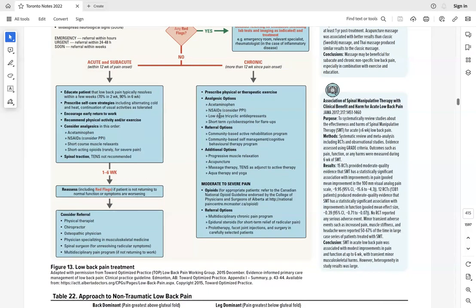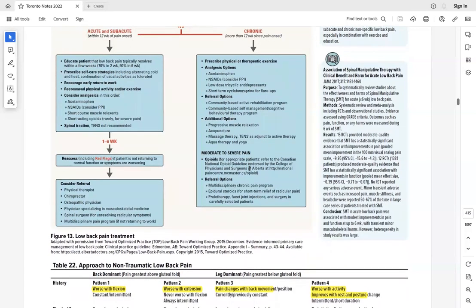Similarly, acetaminophen, NSAIDs, low-dose TCAs, and short-term cyclobenzaprine. Then refer for community services, rehabilitation programs, behavior therapies. We can add some acupuncture, massage therapies, all of this. And in moderate to severe pain, we can give opioids. And for opioids, there's a proper assessment we have to do.